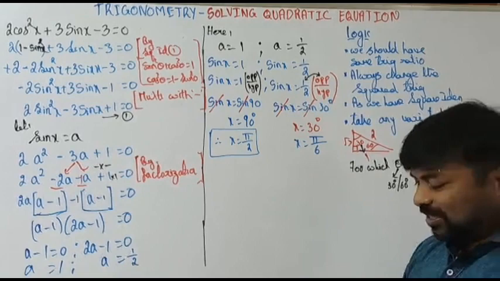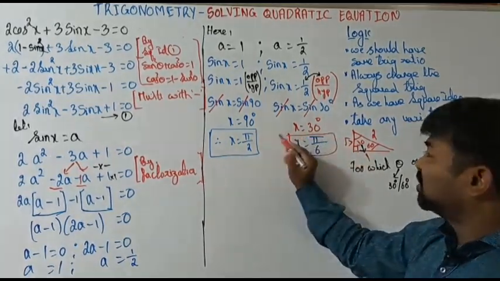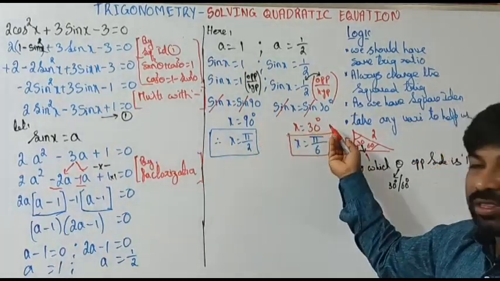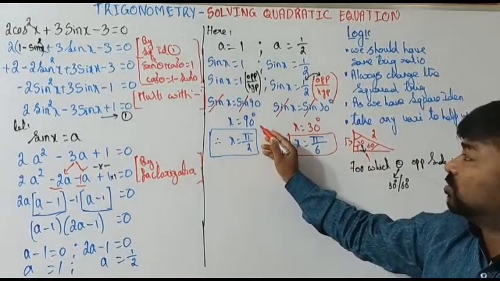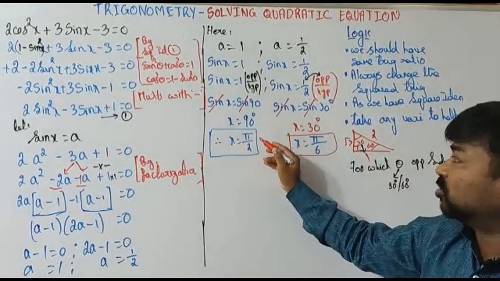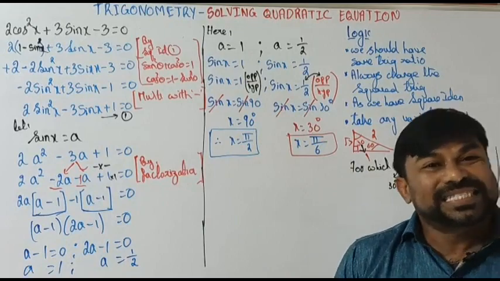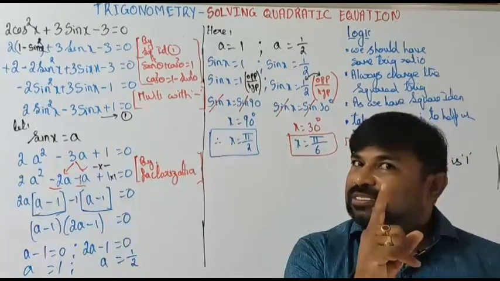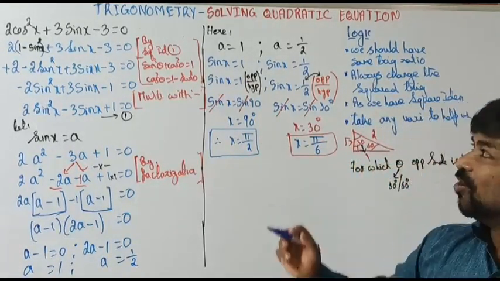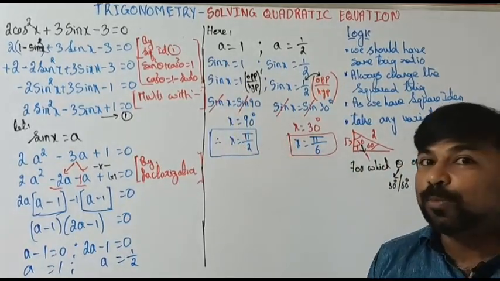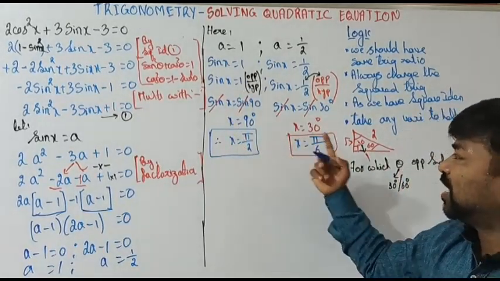So we got the answers: x is equal to 90 or 30 degrees, or x is equal to pi by 2 or pi by 6. Fine. But there is a trick we have to understand. So what is x? Are we getting x positive? Yes, we are getting x positive.